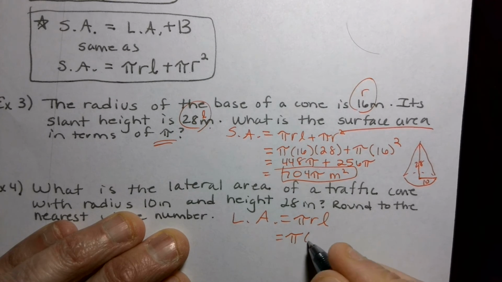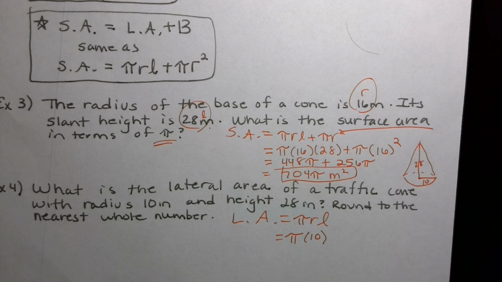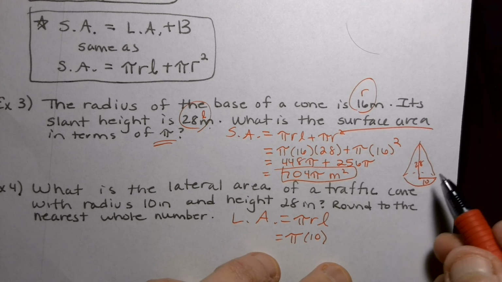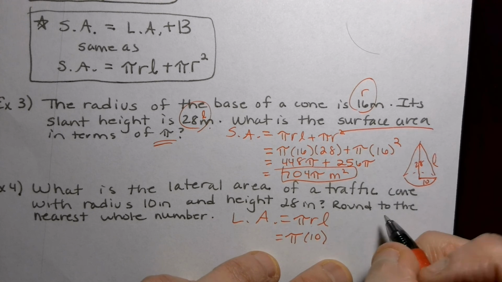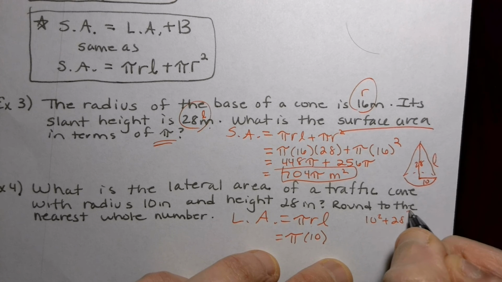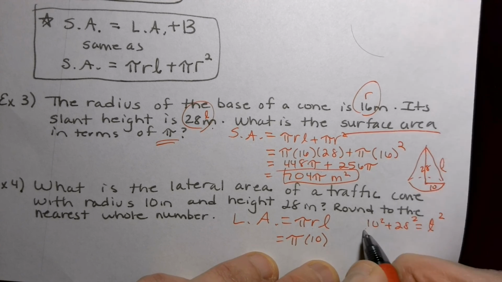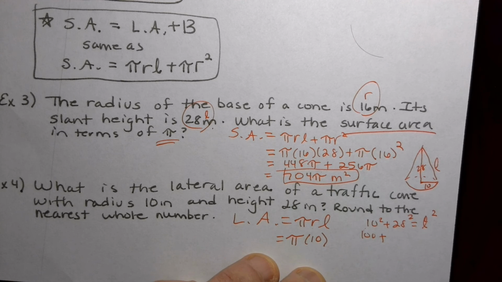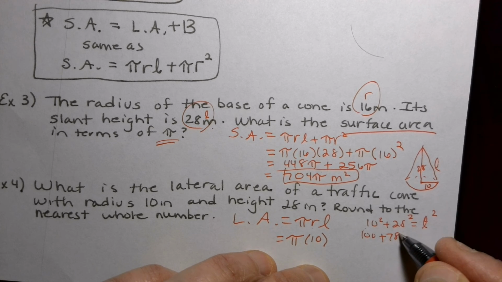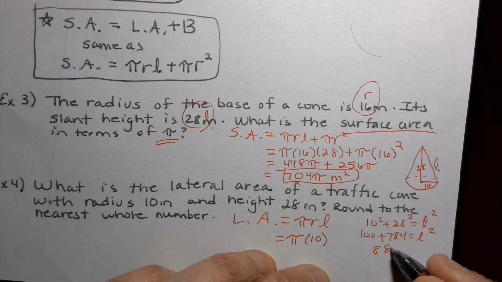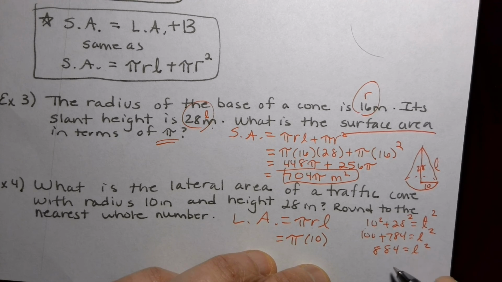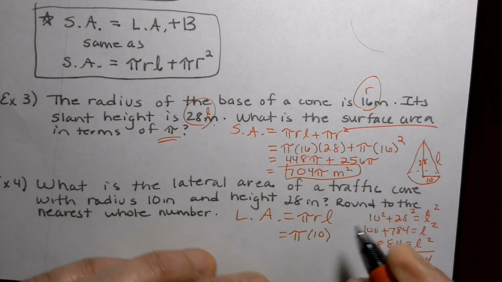Okay, pi, we know the radius is 10. And so is the slant height 28? Beep, beep, beep. No, it isn't, is it? 28 is the height, not the slant height. L is the slant height. So we just need to go and do our Pythagorean theorem again. So we have 10 squared plus 28 squared equals L squared. 100 plus, what is 28 squared? 784 equals L squared. 884 equals L squared. So L is the square root of 884.